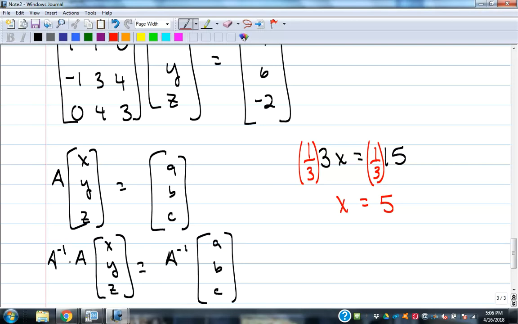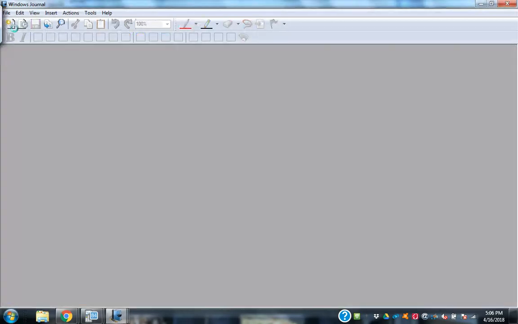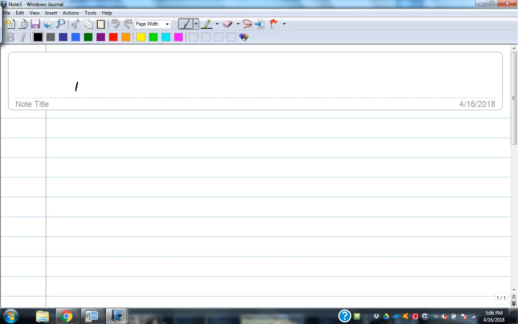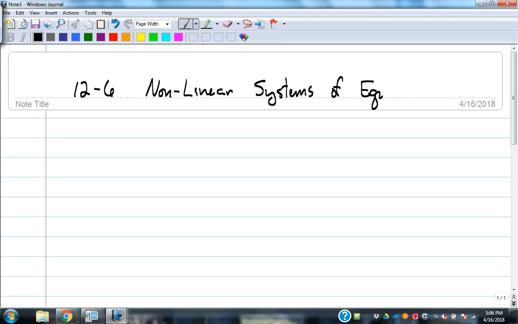All right. Bye-bye matrices. We're done with you. Let's go to something else. 12.6. I'm skipping over to 12.6, doing nonlinear systems. And we're going to again rely on the calculator a lot here.